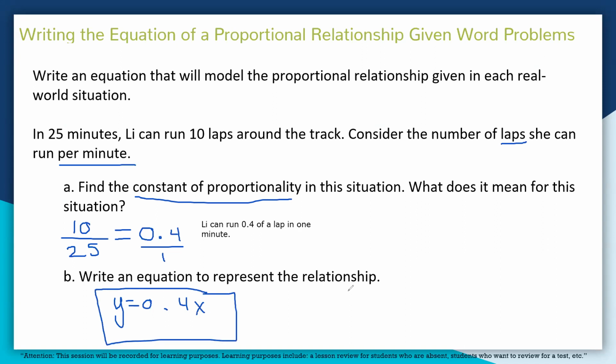Perfect. All right, I hope that this video helped give you a better understanding of writing proportional relationships and linear relationships from a word problem.